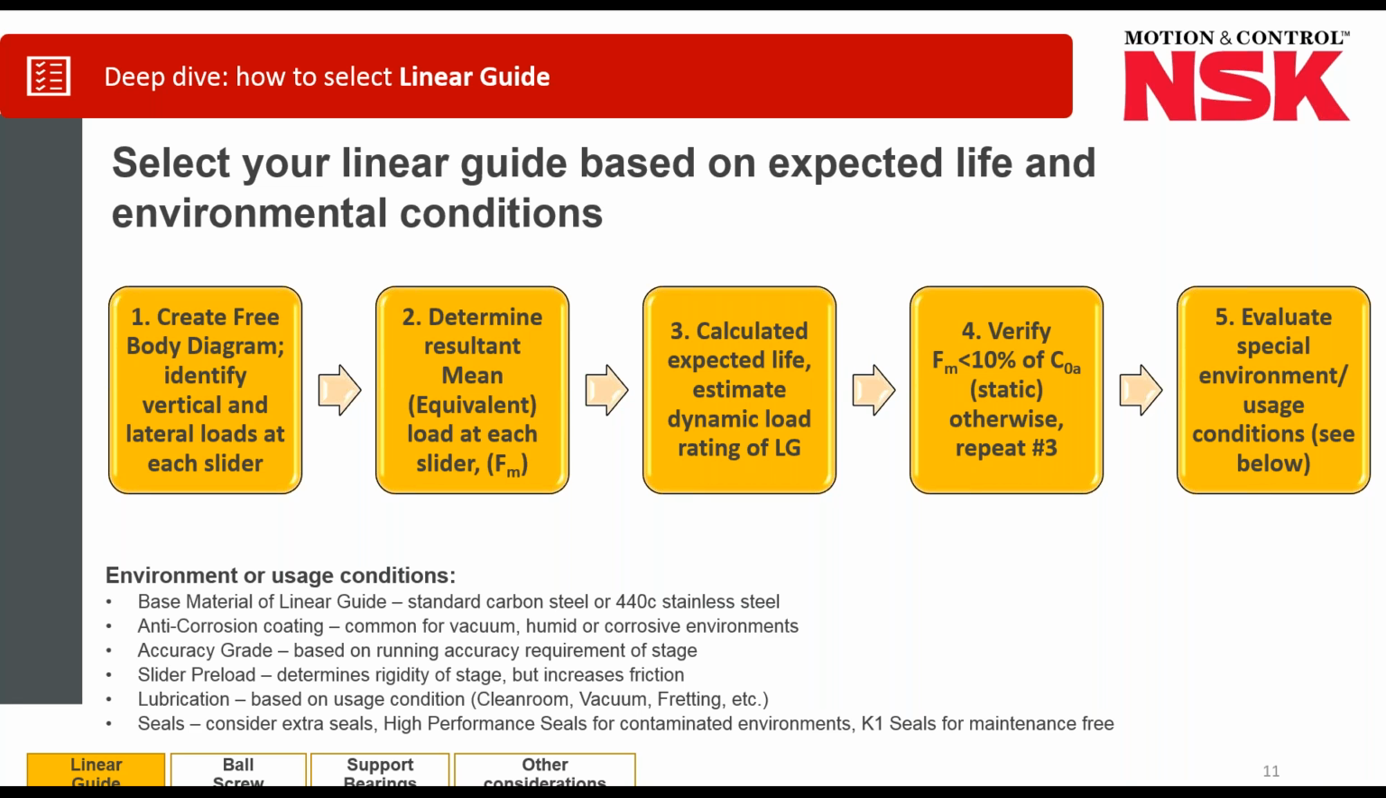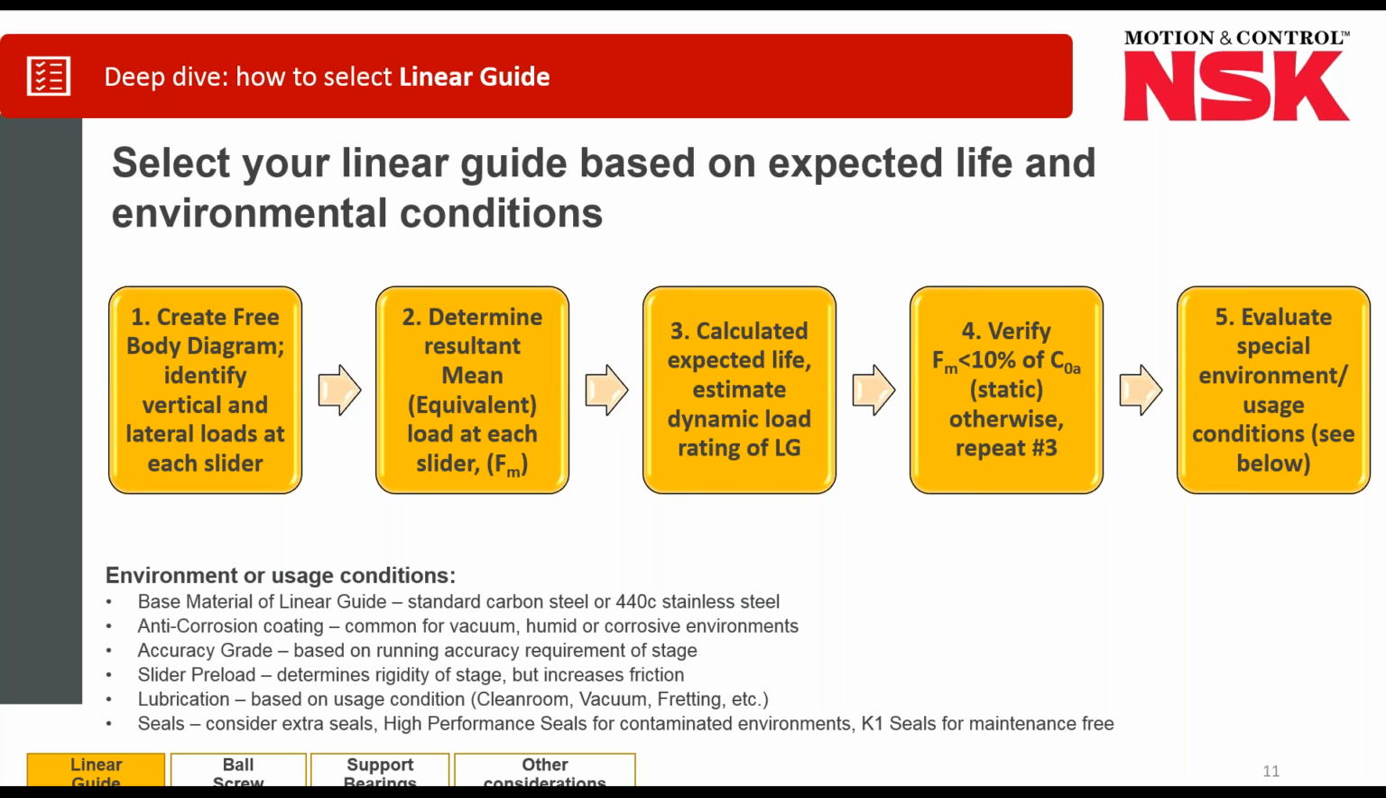So the basic flow chart that you see here is how we go about selecting the linear guide. And it's based on the expected life of the stage that we want to achieve, and also the environmental conditions that the stage is going to see. So traditionally, our first step, once we get the specifications, is to look at the free body diagram of the stage that we're going to design, and then define the loads that are being applied to this stage, and then translate those loads into the loads at the linear guide itself.